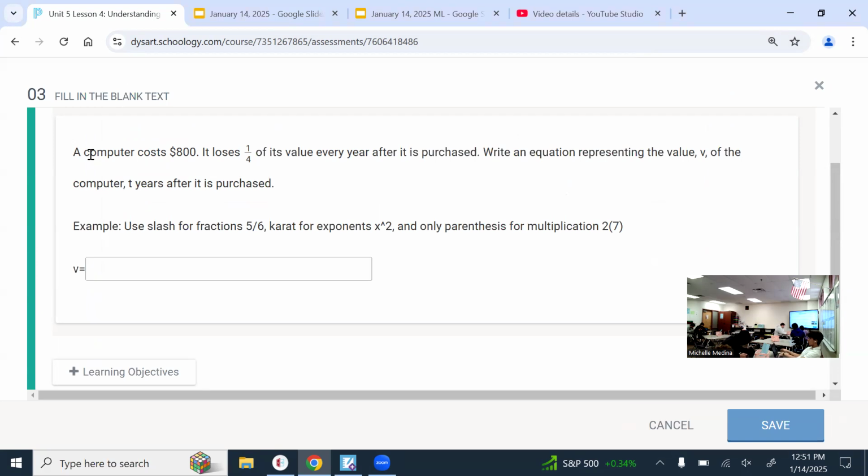And then in order to type in your answer the right way, it wants you to use a slash for fractions, a caret for exponents like that, and only parentheses for multiplication. Lots of instructions there, but typing it in the exact way it wants will mark it right. So based on the description, would you say that it follows an exponential pattern? Or would you say it follows more of a linear pattern?